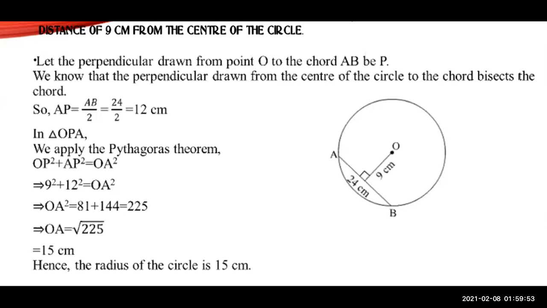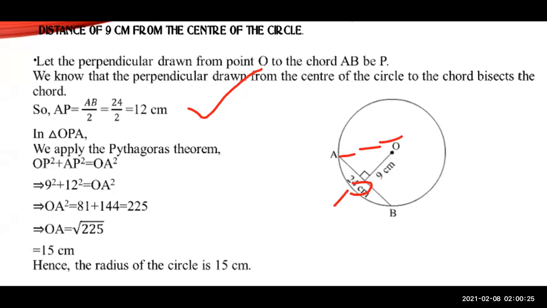Now AP is how much? AP is half of AB. AB is how much? 24. So half of 24 is 12. So we got the value of AP as 12. Then we will join this line. It becomes triangle OPA, where the right angle is at P. So in triangle OPA, we have to apply which theorem?